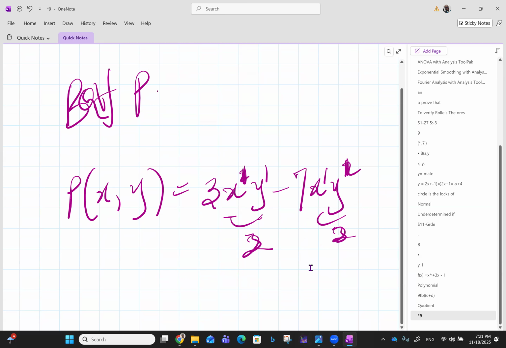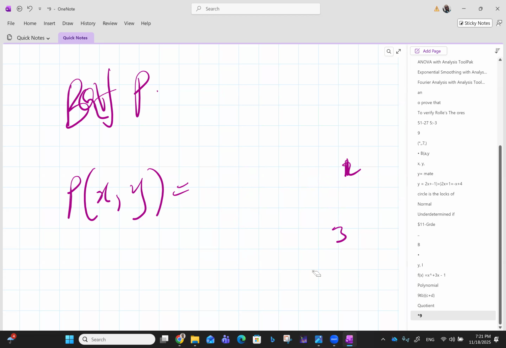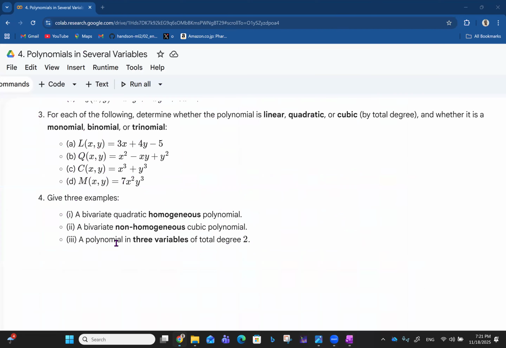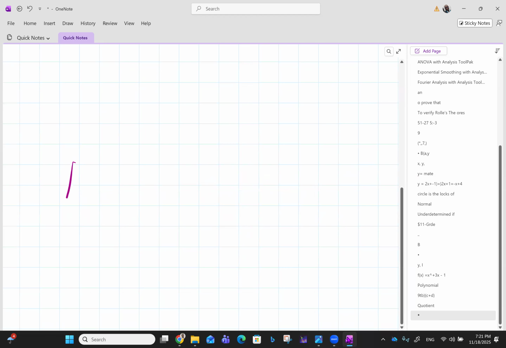Sorry, that's my mistake right there. So it'll be 3xy minus 7xy. That's bivariate quadratic because the degree is 2, degree is 2. Bivariate quadratic homogeneous because it is 2, 2. Then next, we have bivariate non-homogeneous cubic.